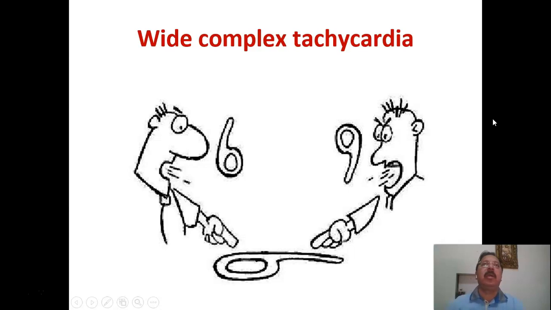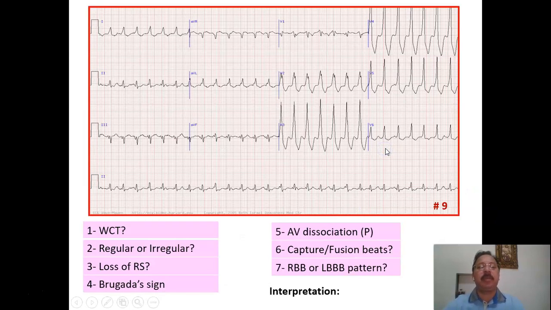But still, at times it causes a lot of confusion because my interpretation may be different than your interpretation. So look at this ECG. If you just look at the rhythm strip, it looks like narrow complex tachycardia. But if you look at the ECG as a whole, especially the chest leads, this may be wide complex tachycardia, and it's regular. Loss of RS, no. So this is not in favor of ventricular tachycardia. But look at Brugada signs. This is positive in many areas.